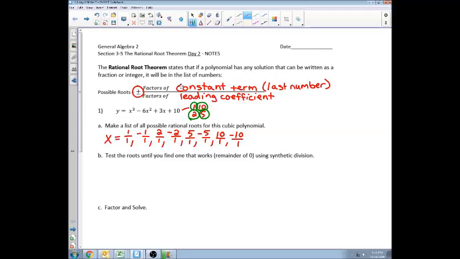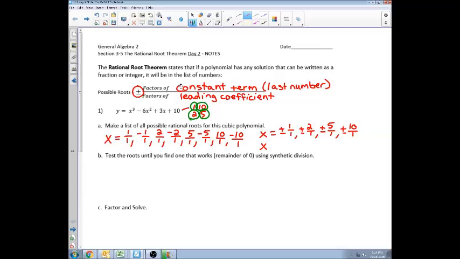I'll show you what we're going to do with those here in a little bit. Another way that we could write that, so it's not such a long list, we don't want to keep writing those over and over, would be x equals plus or minus 1 over 1, plus or minus 2 over 1, plus or minus 5 over 1, and plus or minus 10 over 1. I don't care which list you end up using, but you need to use one or the other. And yes, you always have to write these lists out.